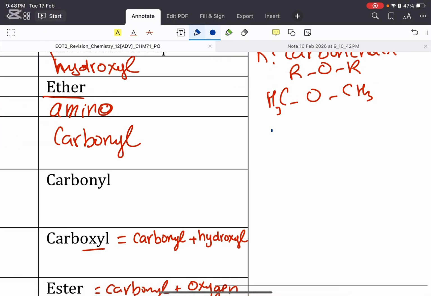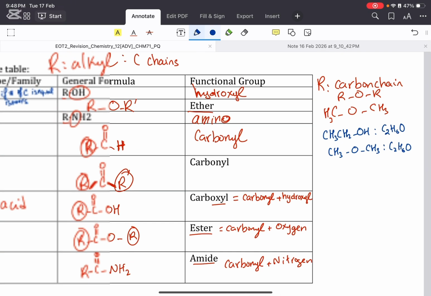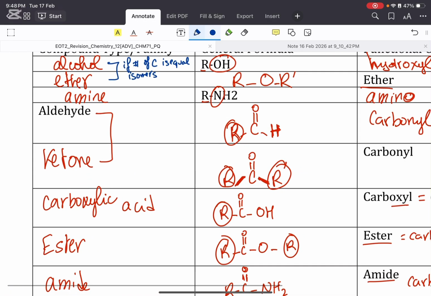So for example, I have CH3CH2OH. That's an alcohol. And I also have an ether, methyl ether. If you look at the molecular formula here, it is C2H6O, and also here C2H6O. So alcohol and ether, they can give you questions about them, and you need to check if the number of carbons in both are equal. They will be considered isomers.